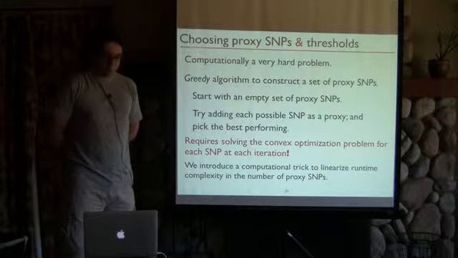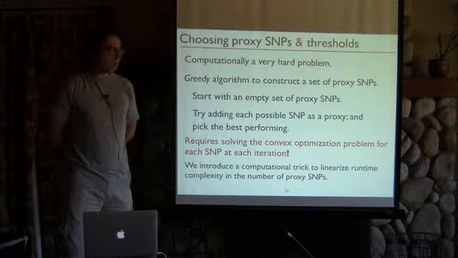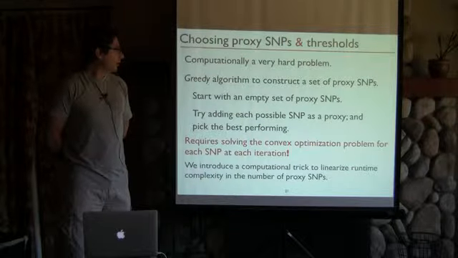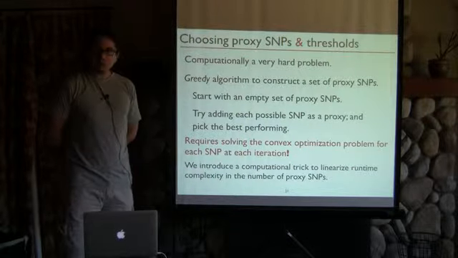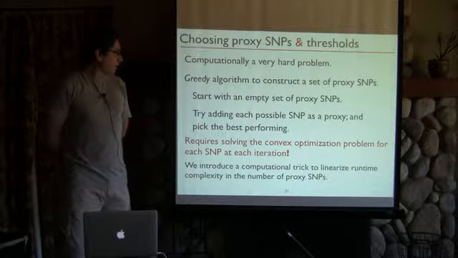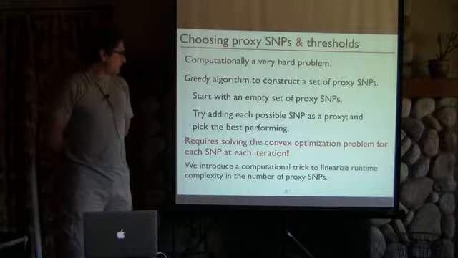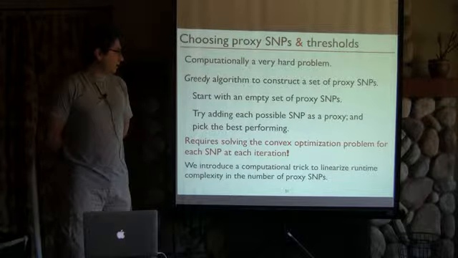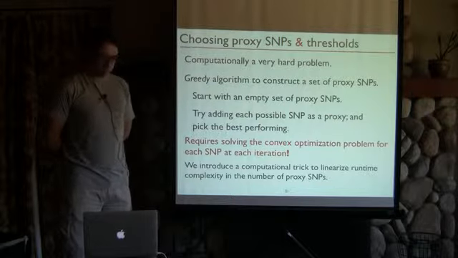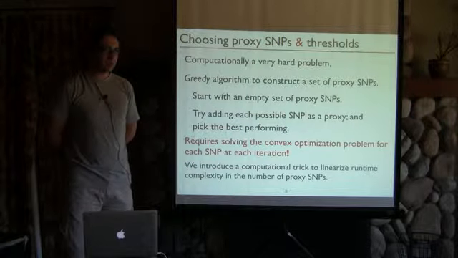We start with an empty set, and we try each possible remainder SNP as a proxy SNP, and we compute the performance of using the remainder SNP as a proxy, and then we choose the one that performs well. However, the problem in this approach is that in each stage where we extend the proxy SNP statistic by 1, we have to solve the convex optimization problem for each remainder SNP, and this gives a quadratic runtime.